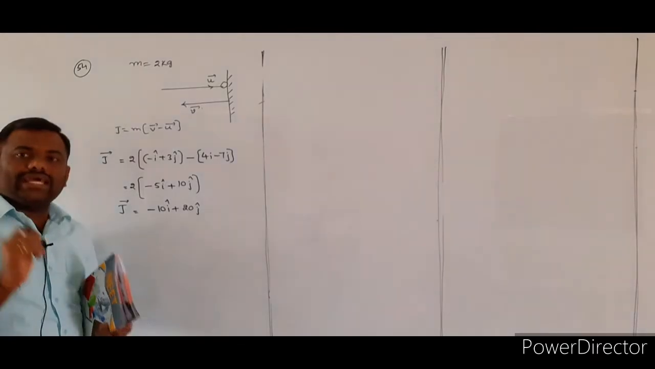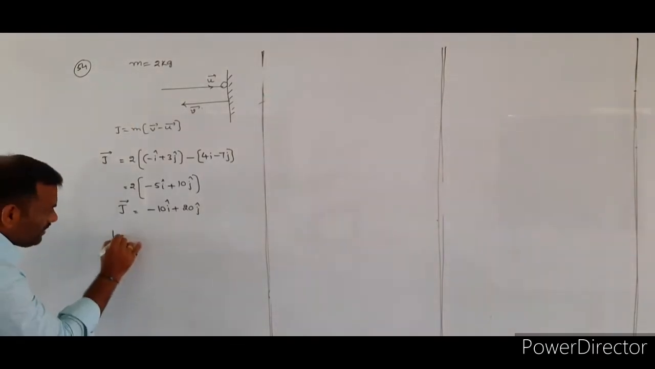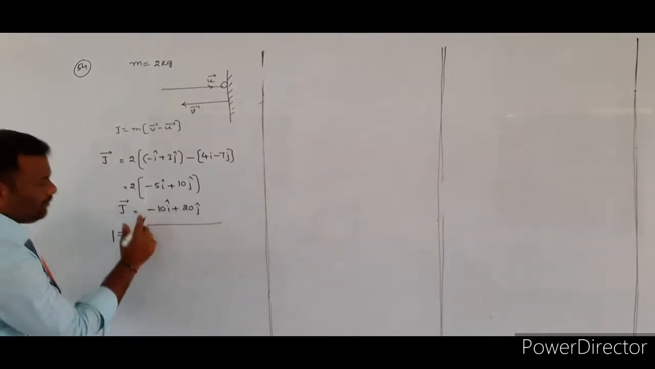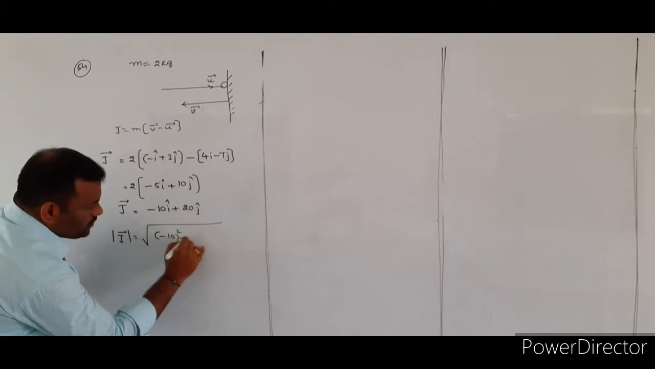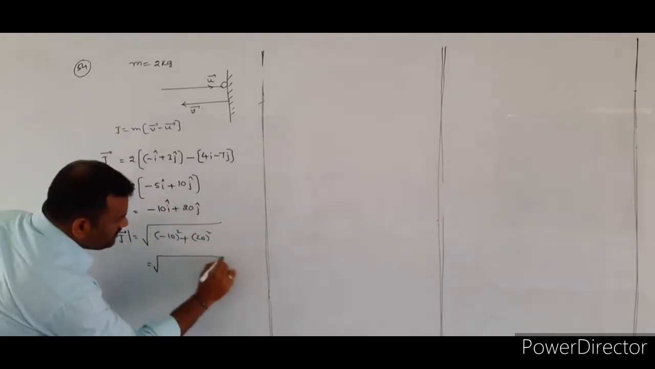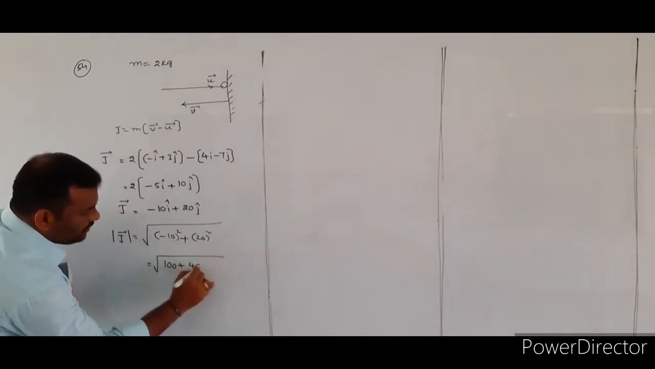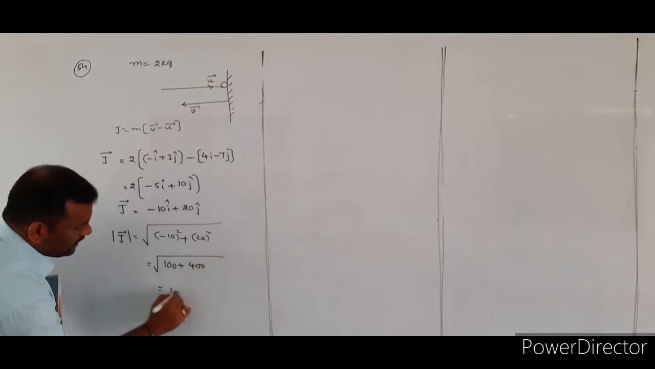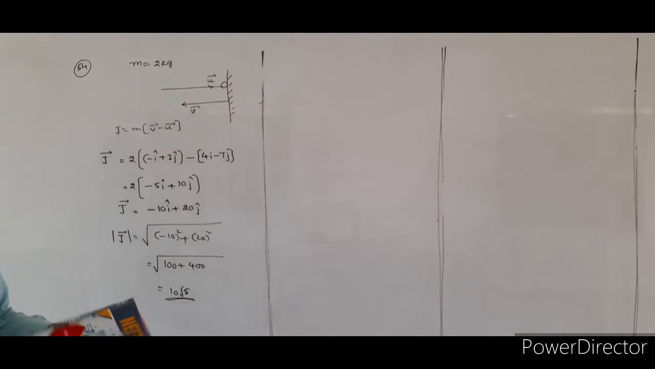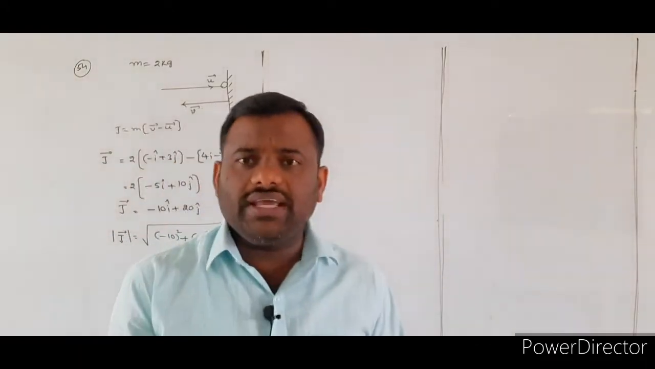But what value are they asking? They are asking the magnitude of the impulse. To find the magnitude, modulus of J bar is equal to the square root of minus 10 whole square plus 20 whole square. If you simplify, 100 plus 400, you will get 10 root 5. So the required answer is 10 root 5. This is problem number 54.